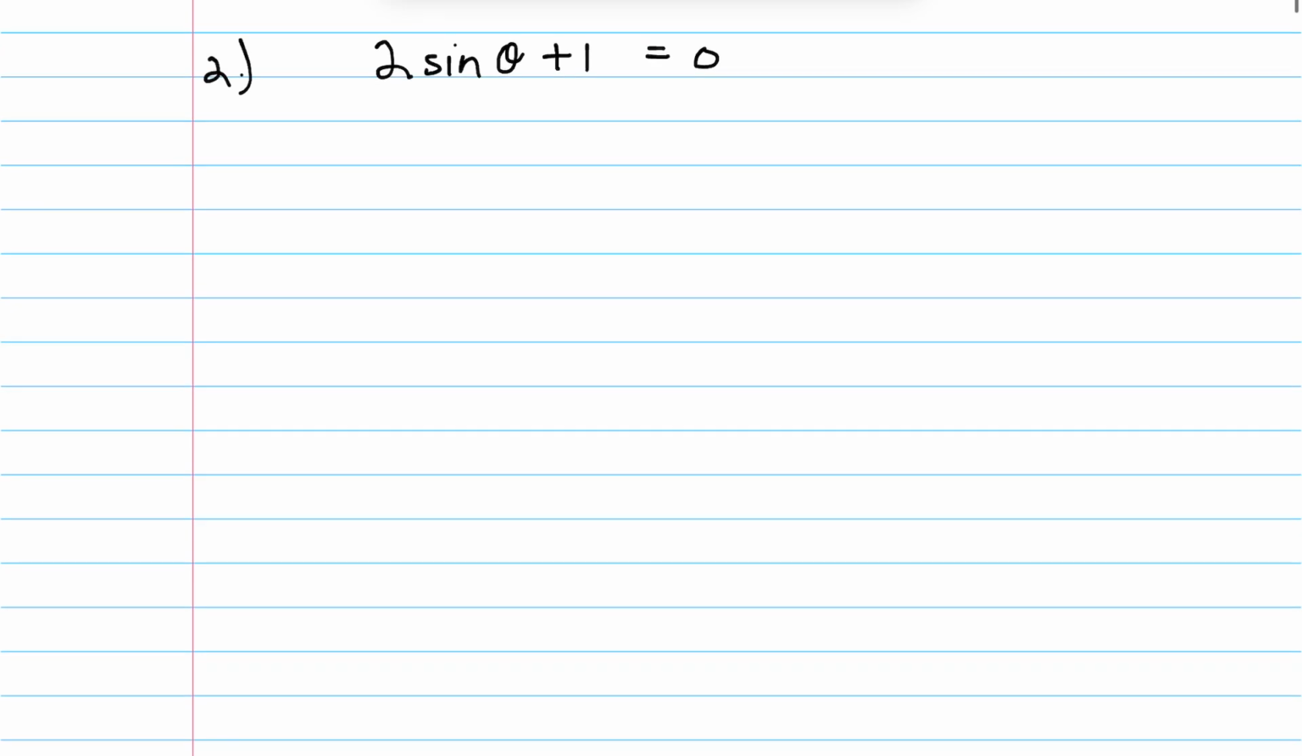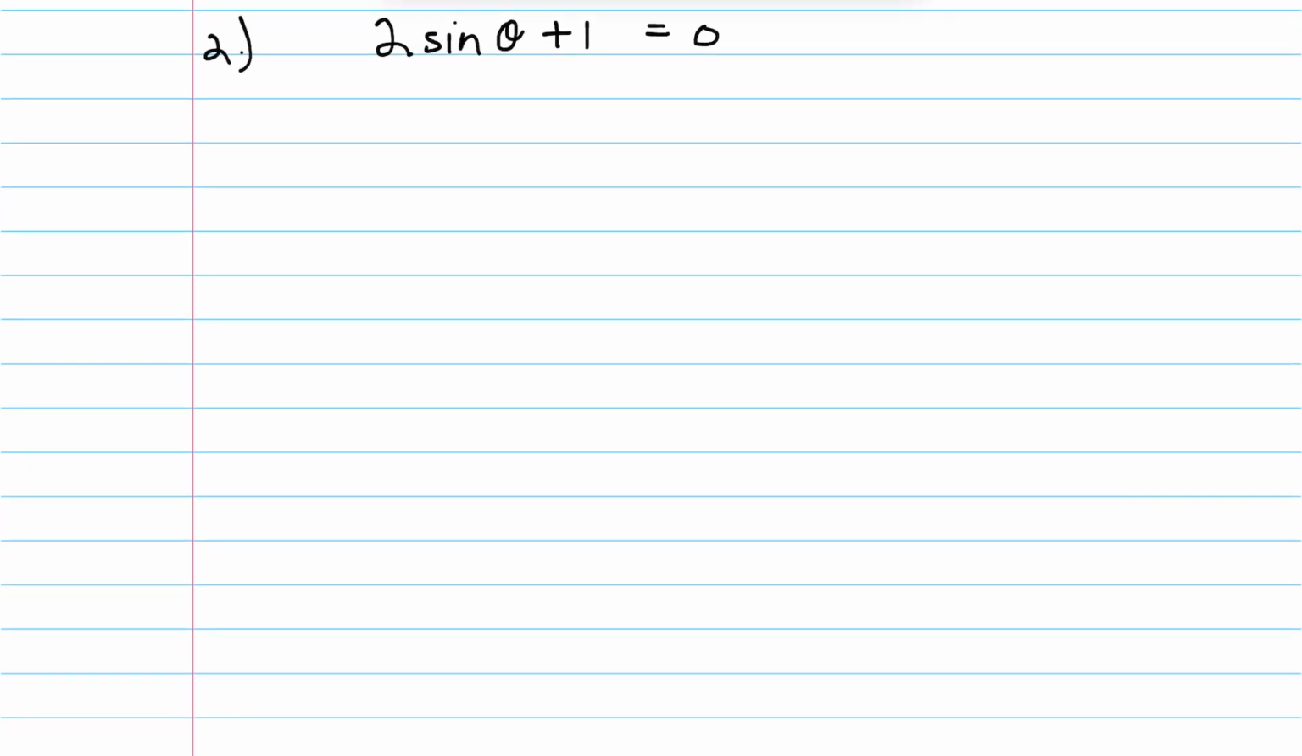2 sine theta plus 1 is equal to 0. First, we'll have to solve for sine theta by subtracting 1 from both sides and then dividing by 2. So we end up with sine theta equal to negative 1/2.